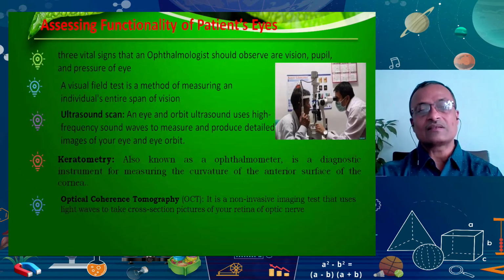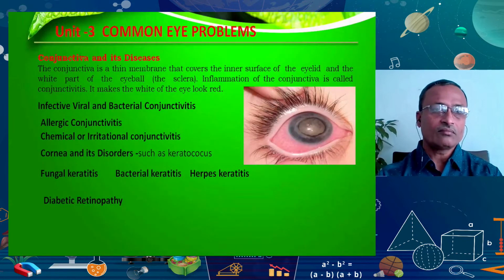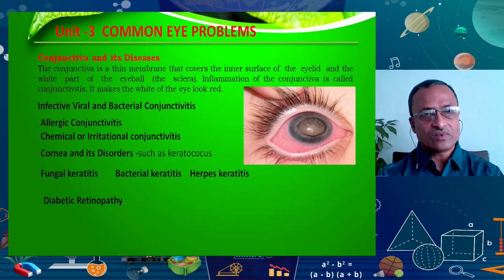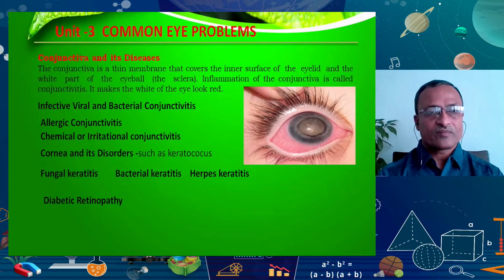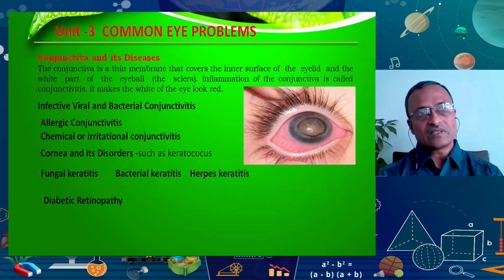Now let us come to another unit which has been described in this textbook. The common eye problems which are usually faced by patients who come and complain to the eye doctor, like conjunctiva and its diseases, for example. What is the conjunctiva? It is just a thin membrane that covers the inner surface of the eyelid and is part of the eyeball.